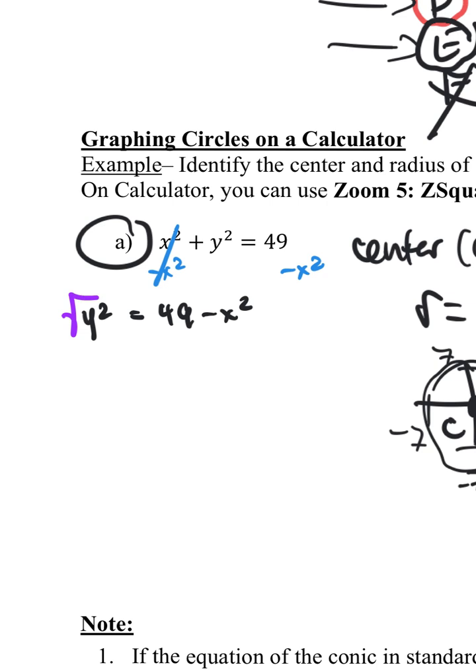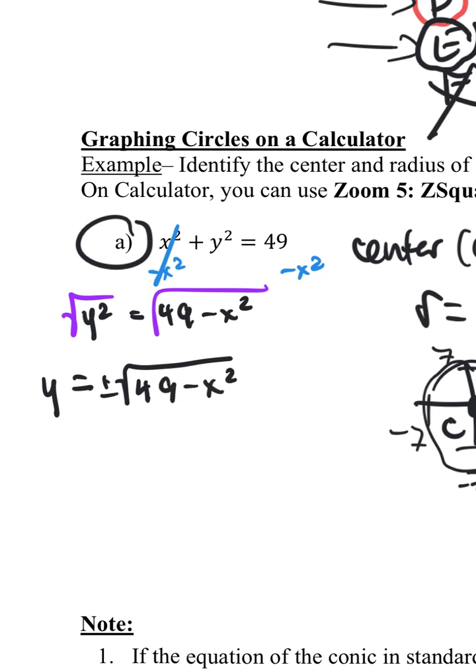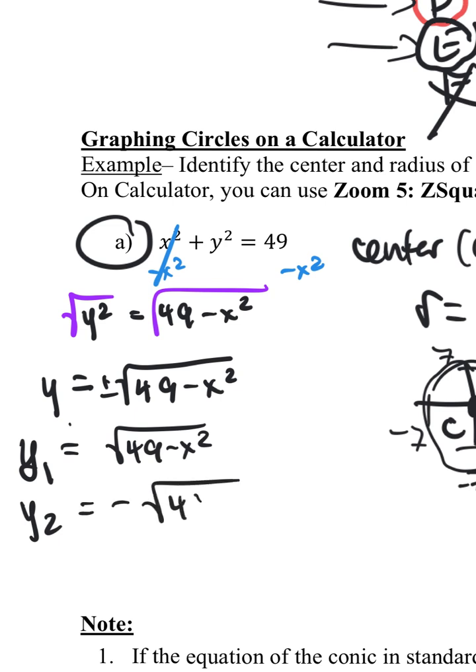Square root each side. That's correct. So now I'm going to get y equals what? I'm going to get plus or minus. So let's write that both ways. I get the square root of 49 minus x squared as the radicand, but it's plus or minus. So how am I going to put this into the calculator? Well, I'm going to put into y1 the square root of 49 minus x squared and y2 negative the square root of 49 minus x squared. Let's put that into the calculator and see what that looks like.